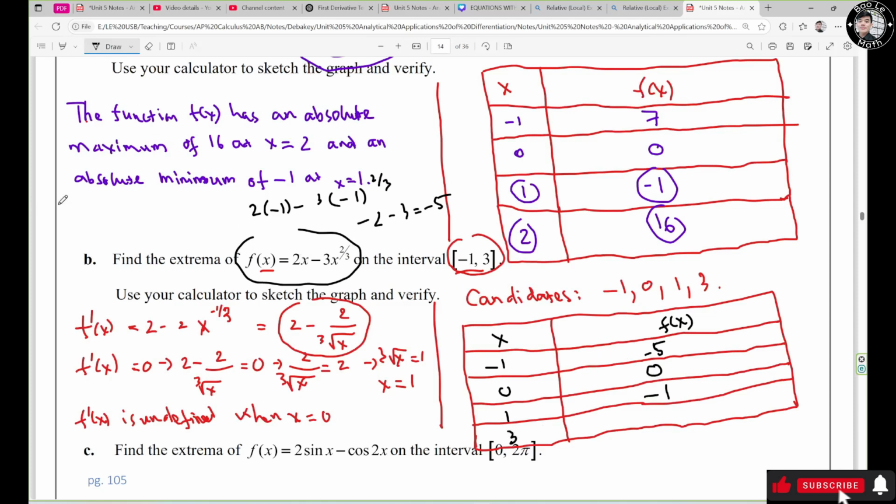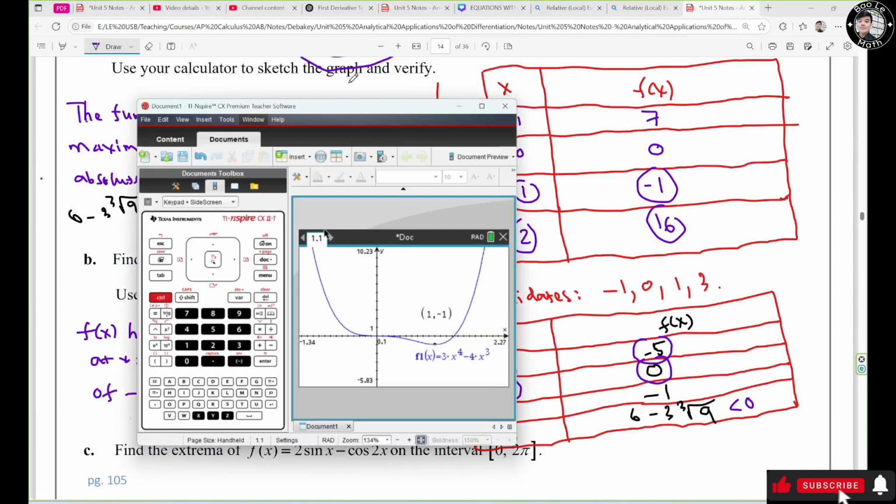2 times 3 equals 6 minus 3 cube root of 3 squared, which is 9, right? So you have 6 minus 3 cube root of 9. Now if you use a calculator to check, this guy right here must be greater than 0, right? So then you need to conclude that f(s) has an absolute maximum of 0 at s equals 0, right? And an absolute minimum of negative 5 at s equals negative 1, right? Now you can use the calculator to check your work, right?